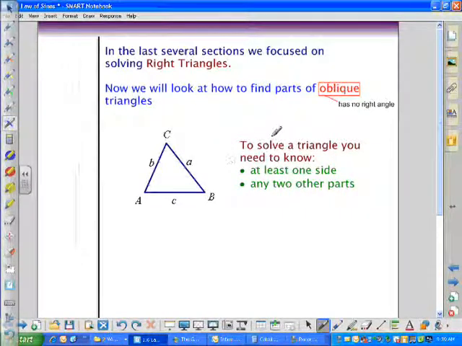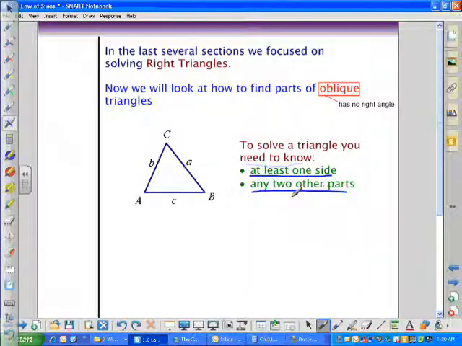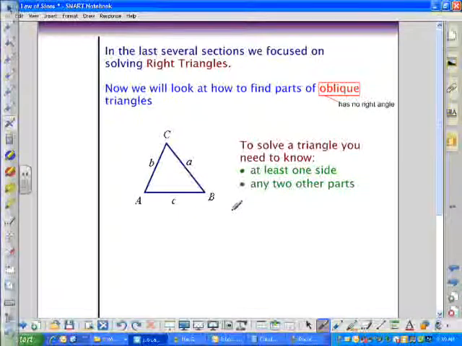So if we do want to find some of these missing parts, there's a few things that we need to know. If we want to solve a triangle, at the very least, we have to know at least one side and then any two other parts. So we have to have at least one side, and we could have two other sides, or we could have one side and two other angles, or we could have one side and another angle and another side. It really doesn't matter. So we have to have three things all together, but at least one of those things has to be the length of a side.